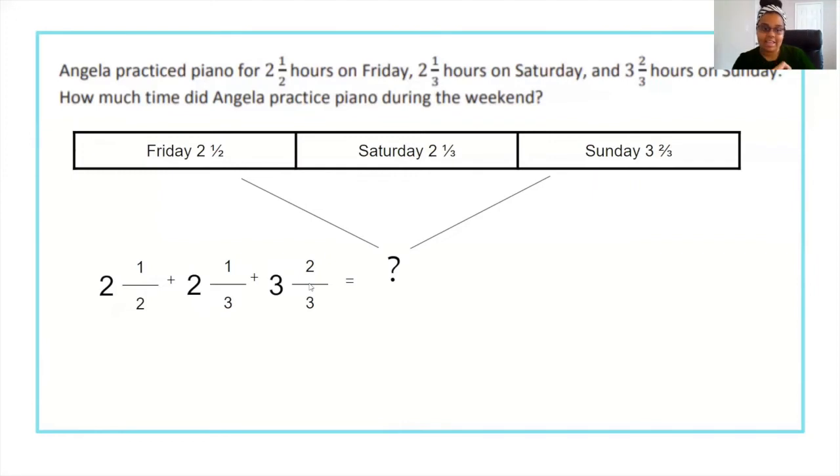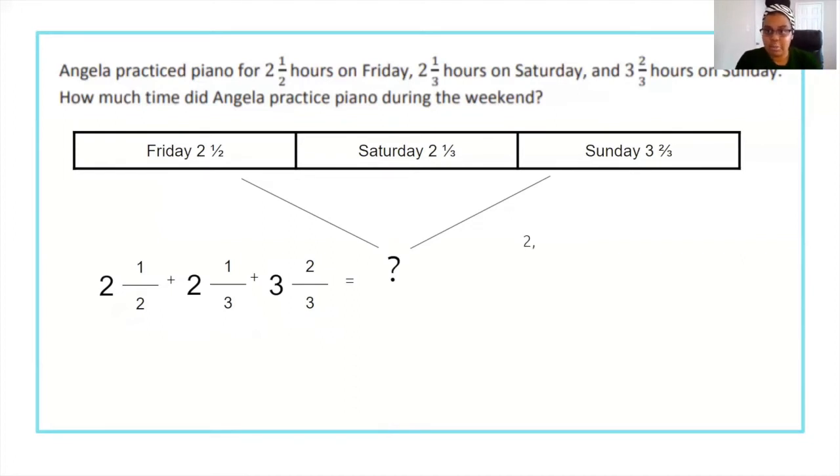Now, I cannot just zoom through this problem and start adding yet because my denominators are not the same. So I need to make my denominators the same. Even when I'm adding 3 fractions or 3 mixed numbers, that still applies. So I'm looking at my denominators for these 3 mixed numbers, and I see that I have a 2, a 3, and a 3. So I need to find the least common multiple of both 2 and 3.